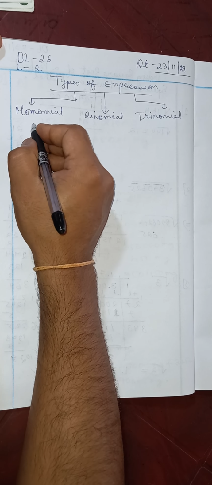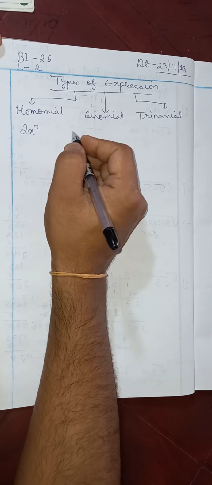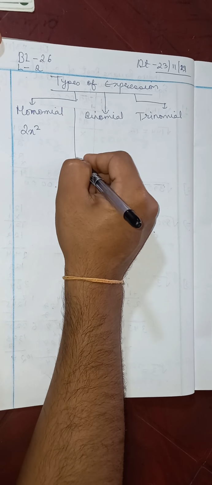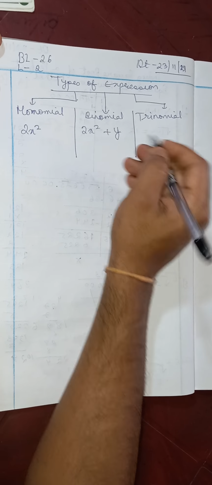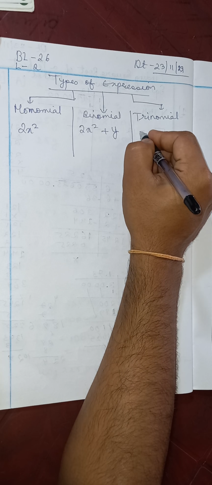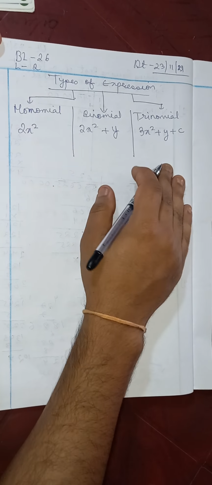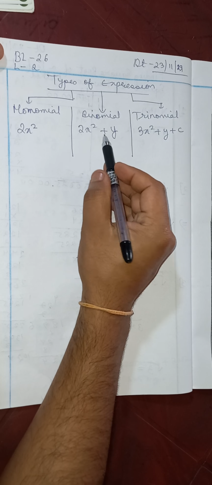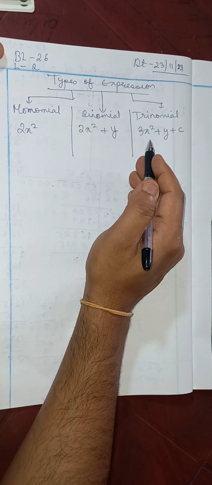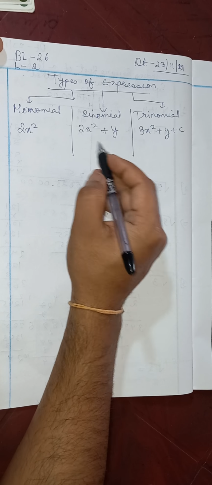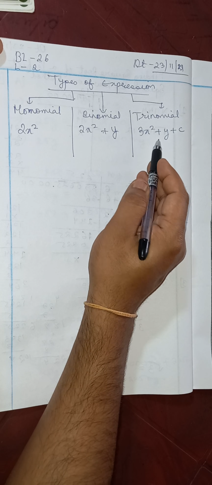In case of monomial expression, you will find only one term. In case of binomial expression, you will find two terms, children. And in case of trinomial, you would always find three terms like this. In the middle it can be plus, minus, whatever. Understanding children? Got it? So this is how monomial would be, this is how binomial would be, and this is how trinomial.